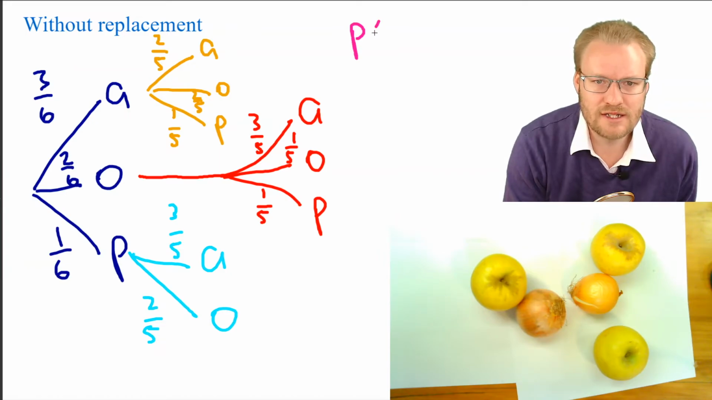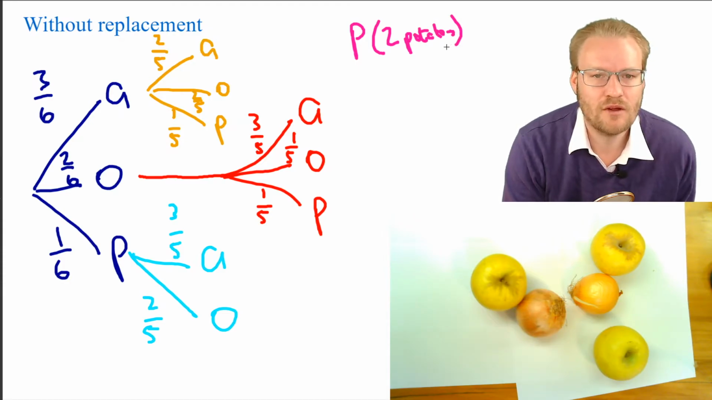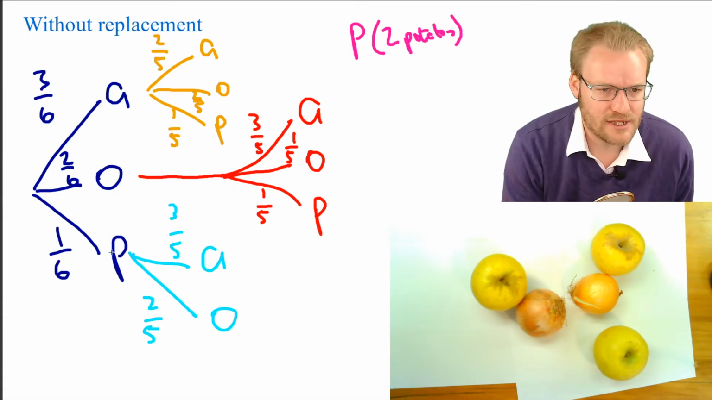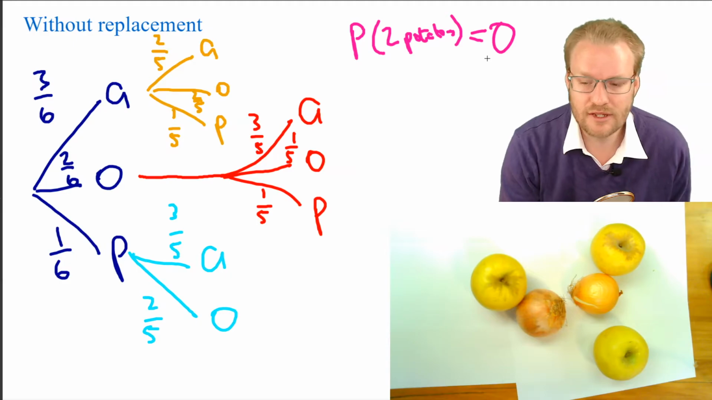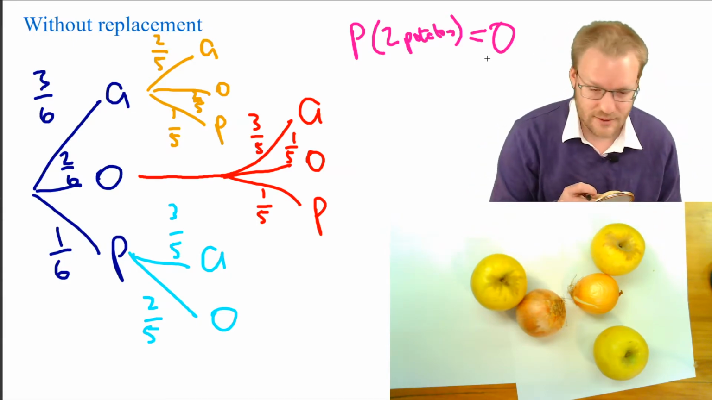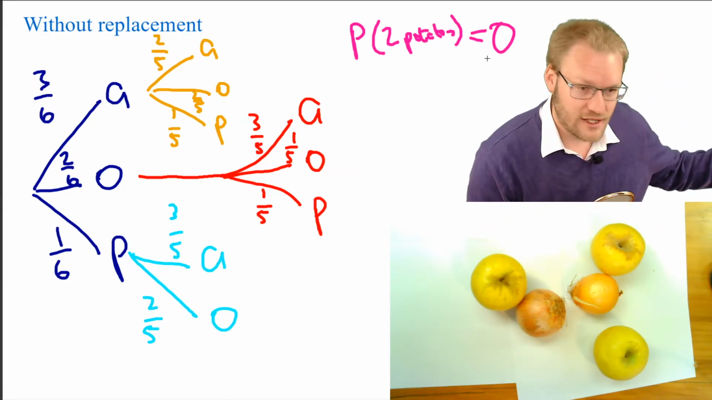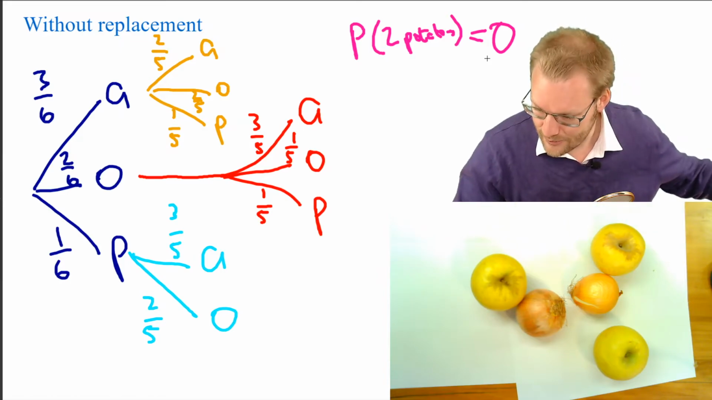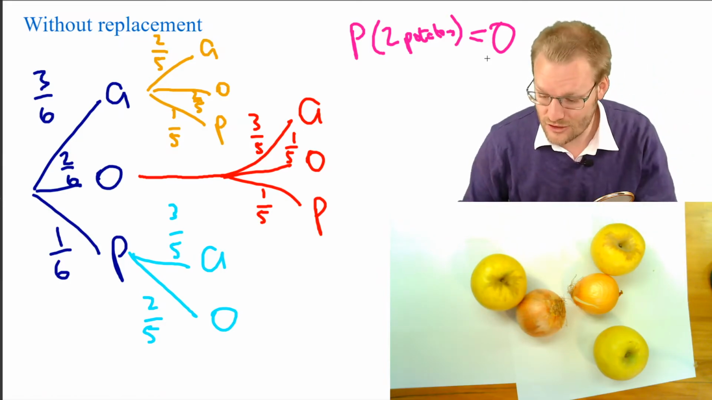What's the probability of picking out 2 potatoes? Well, we'd have to get a potato, and then so the probability is 0. There's no probability that we can pick out a potato, use it in our stir fry, and then pick out another potato. Potato is gone.